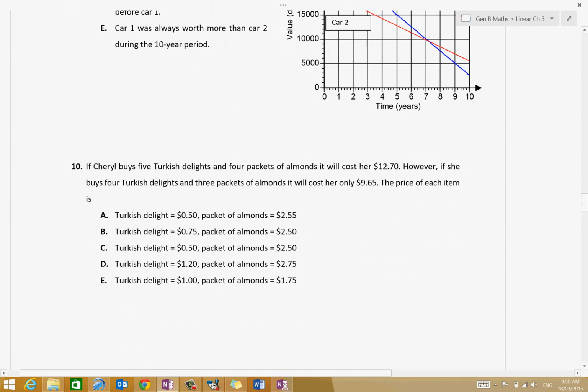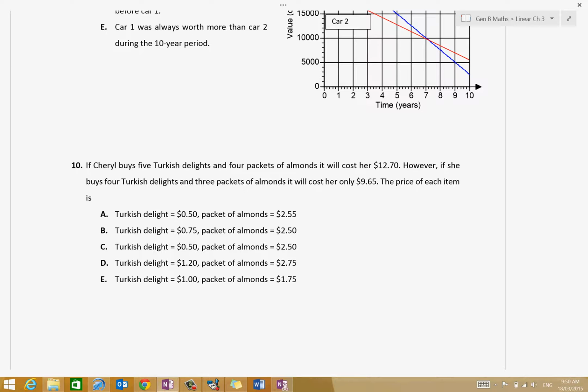Okay, if Cheryl buys 5 Turkish Delights and 4 packets of almonds, it will cost her $12.70. So, let's call Turkish Delights T. So what we're going to say is 5T plus 4A is equal to $12.70. However, if she buys 4 Turkish Delights and 3 packets of almonds, that is equal to $9.65.